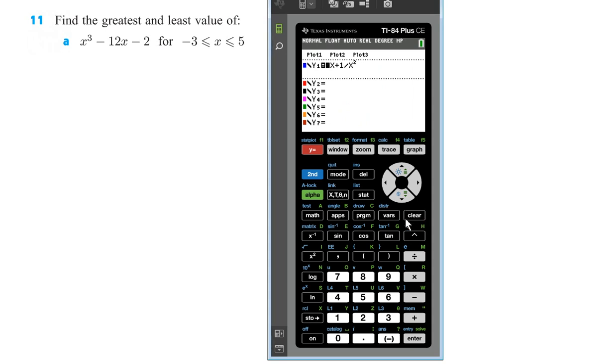So let's enter this thing in. We've got x to the third minus 12x minus 2. Now on the window, I only want to see from -3 to 5. I don't want to go any more than that. So my x minimum, I'm going to put -3, and then for my maximum, I'm going to put just 5 in there. Okay, and then we can graph that thing.